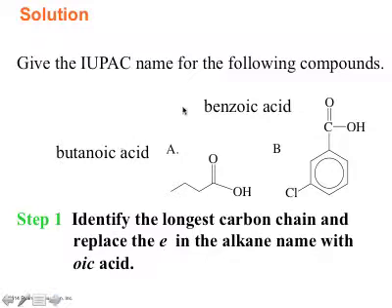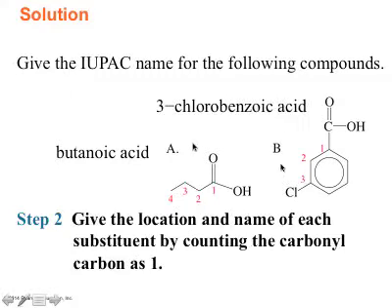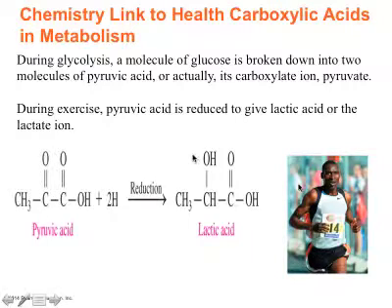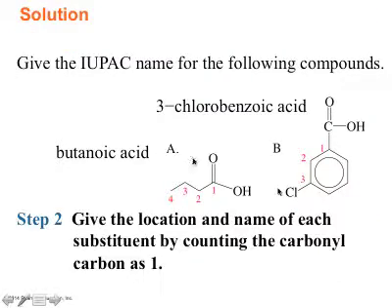There we go. Butanoic acid is the basic chain, and that'll end there with no substituents. B, that's the basic group, but you have to add a substituent on. So 3 for the chlorine. There it is, 3-chlorobenzoic acid, our name.